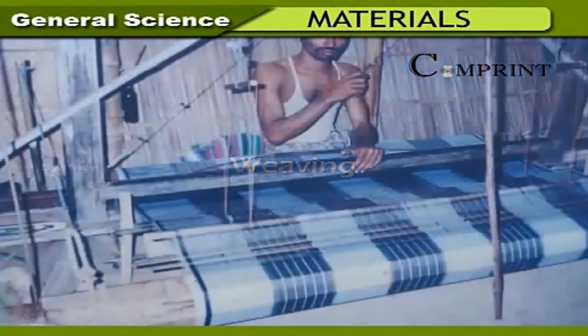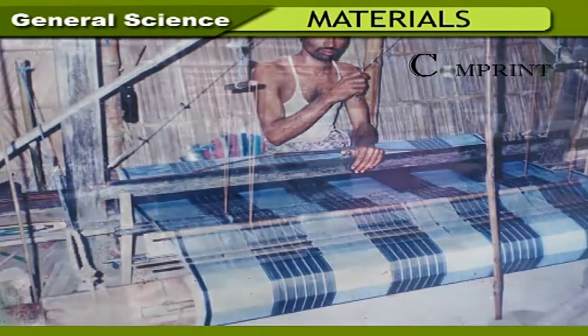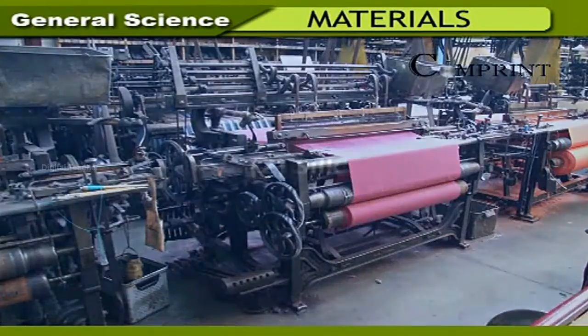Weaving. The process of arranging two sets of yarns together to make fabric is weaving. Weaving of fabric is done on looms. Some looms which are operated by electric motors are called power looms.